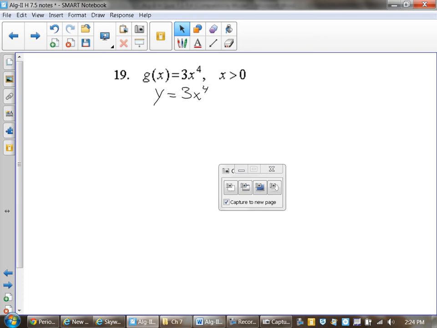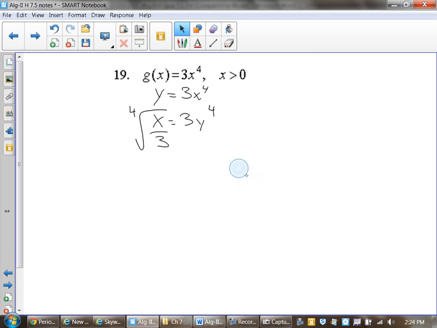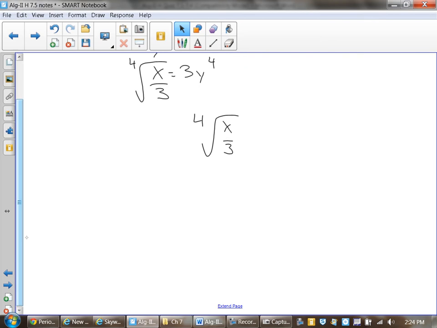Flip-flop your x's and y's, so you get x is 3y to the 4th. Now resolve for y. Divide by 3, and then you'll have to take the 4th root. That's where most of you left off: oh yeah, it's the 4th root of x over 3. But you cannot have a radical in your denominator. You have to rewrite it to rationalize.